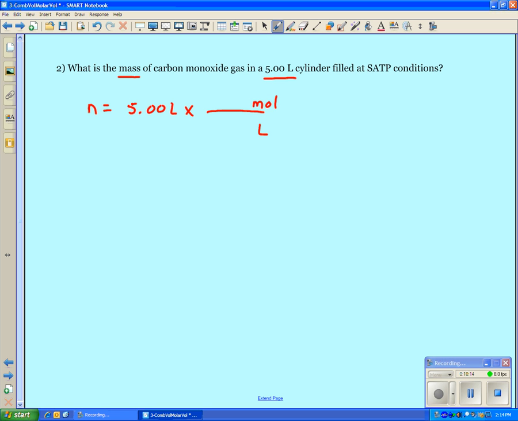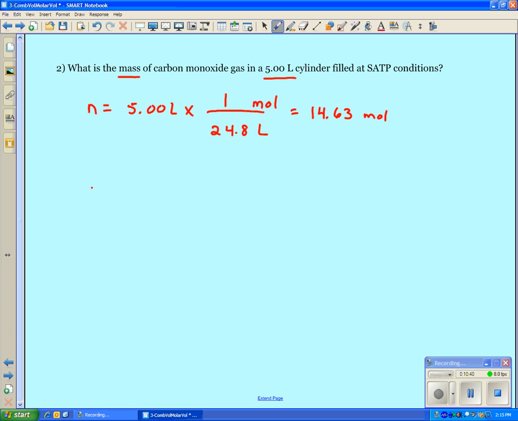From your molar volumes, which were on the last page, SATP conditions says that there is 24.8 liters of a gas in every 1 mole. So if we do 5 liters divided by 24.8, you'll end up with 14.63 with some other trailing decimals moles.